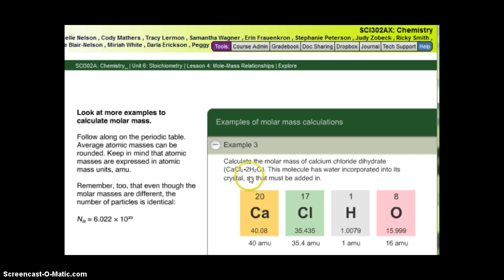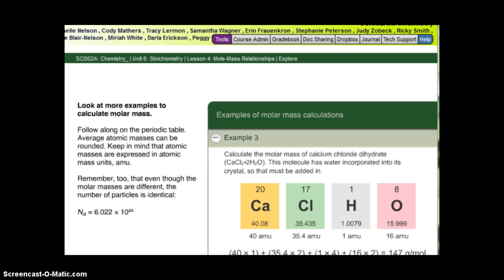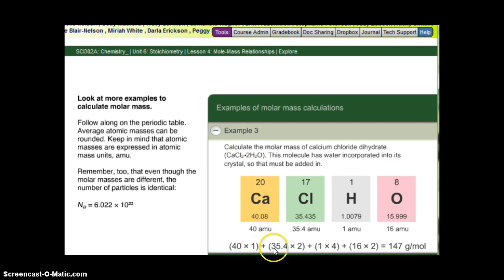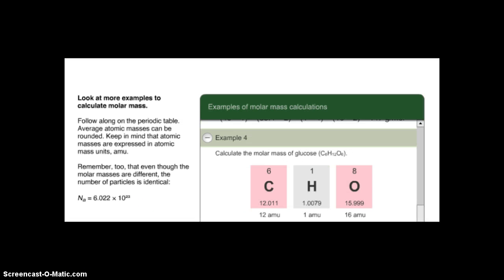So go ahead, hit the pause button, plug in your final answer, and you get 40 times 1 plus 35.4 times 2 plus 1 times 4, because there's 4 of them, plus 16 times 2, and your answer is 147 grams per mole. And the fourth example is calculate the molar mass of glucose, which is C6H12O6. So again, hit pause, try it on your own.